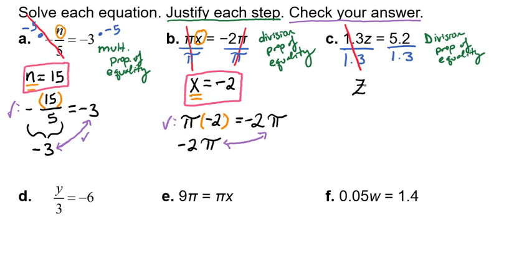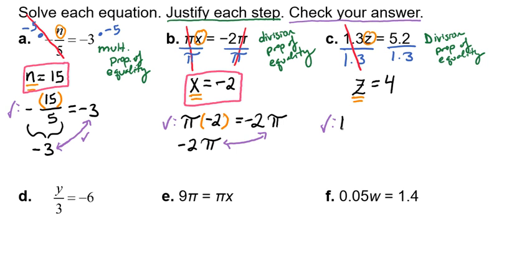So here we have z equals 5.2 divided by 1.3. And if we plug that in, we're going to get that that is a 4. And so now we're ready to check our solution, and we're going to do it the same way. So we're going to replace our z with the 4 in the equation.